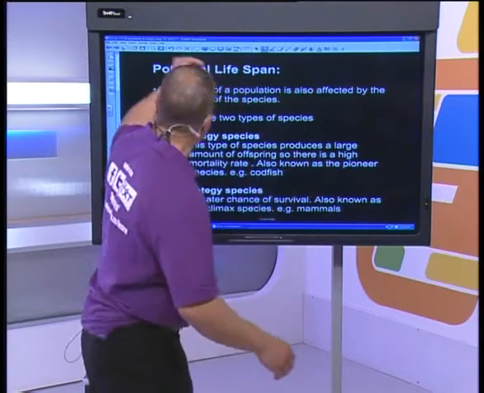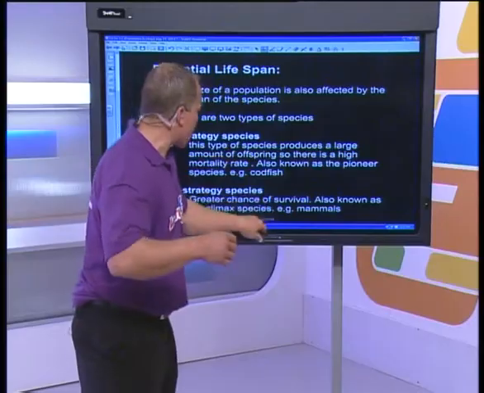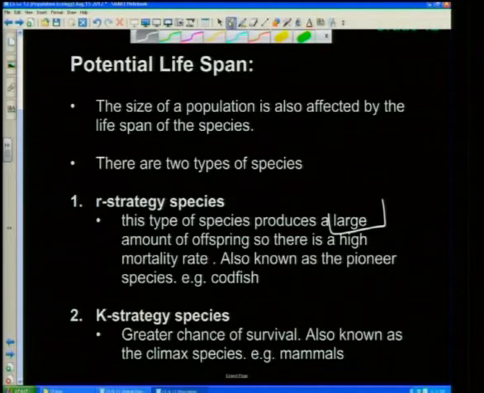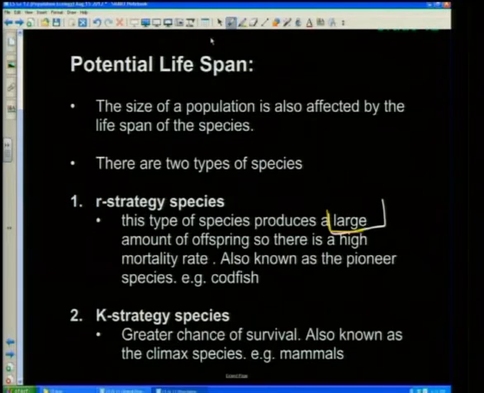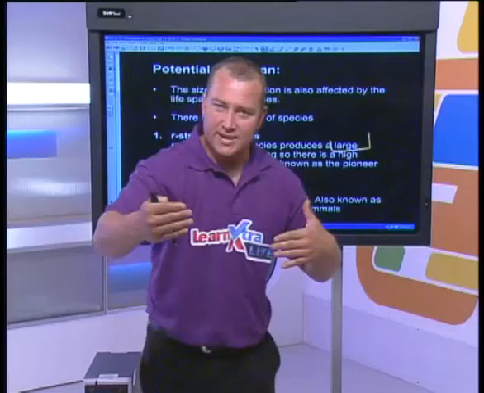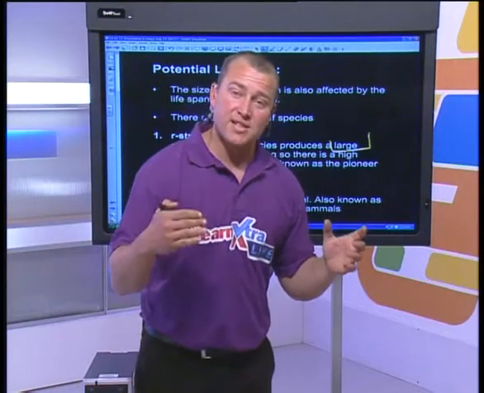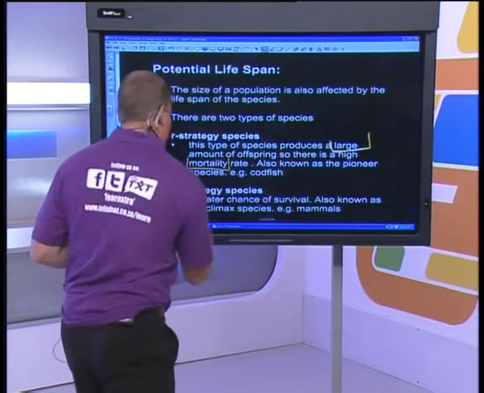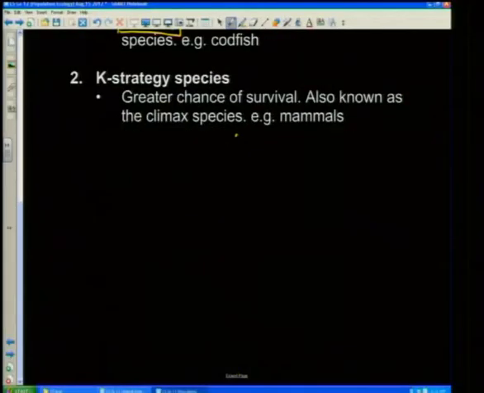So once again, R strategy, very simple. A large amount of offspring. Let's change color because white and white, we're not going to work well together today. A large amount of offspring, okay? A lot of them are going to die, and the mortality rate is very high. So a little bit will survive, and when they survive, they live for a long period of time. Okay? K strategy, it's very simple. K strategy, greater chance of survival.